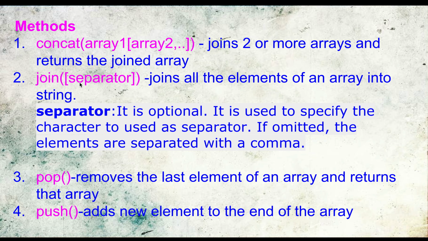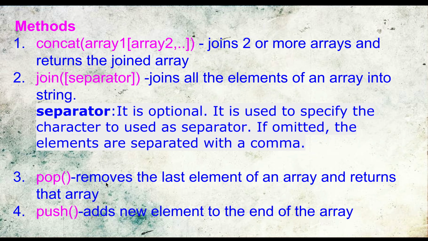Join separator, that is the second method. Here join is used to join all the elements of an array into a string, which is separated using a comma. By default the separator is a comma. You can also change that separator using this parameter, separator, which is optional. It is used to specify the character that is to be used as separator. If it is omitted, that is, if you don't specify the separator, the elements are separated with a comma.